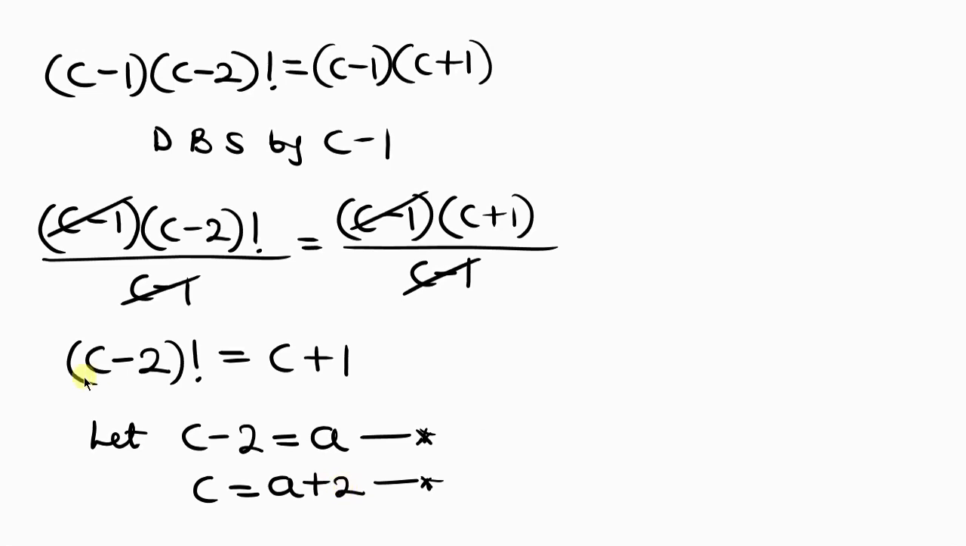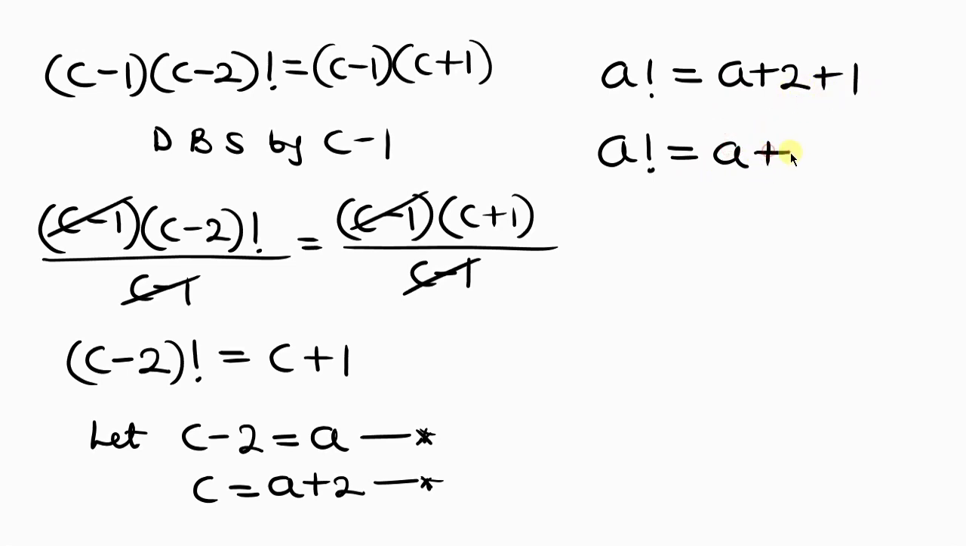Now coming back here, c minus 2, I'm going to be putting a. So this is a factorial equal to, now this is c, I'm going to be substituting a plus 2, so a plus 2, and then plus 1. So a factorial will now be equal to a plus, 2 plus 1 is 3, so plus 3. So let's solve this by inspection by saying let a be equal to 4.